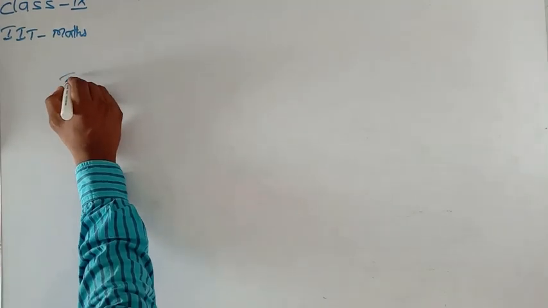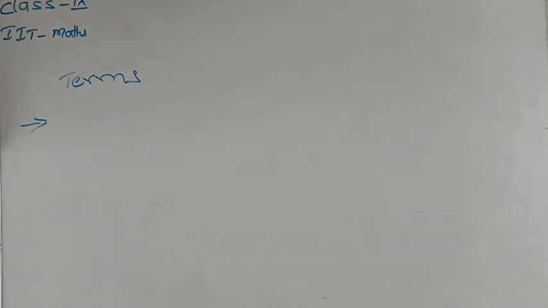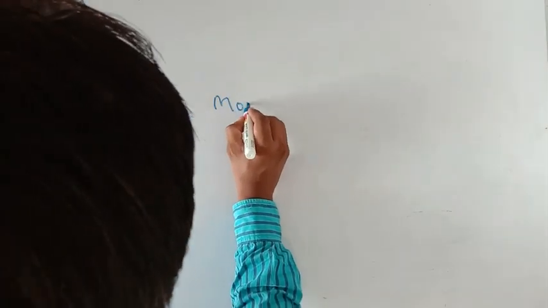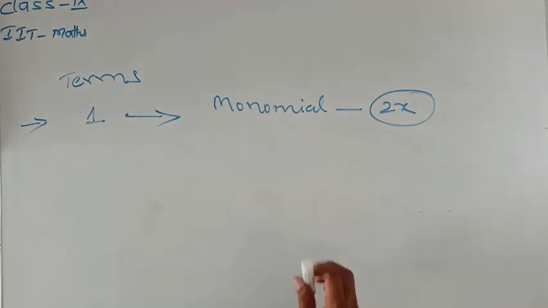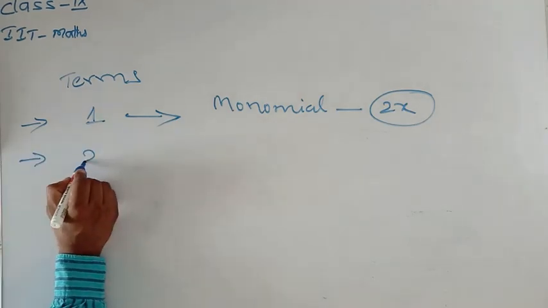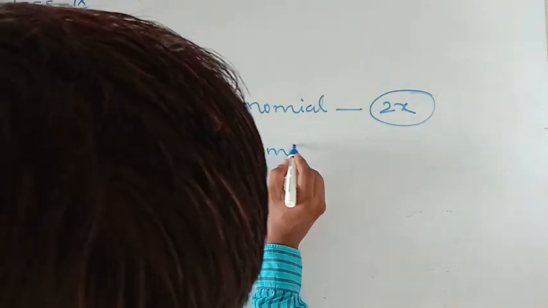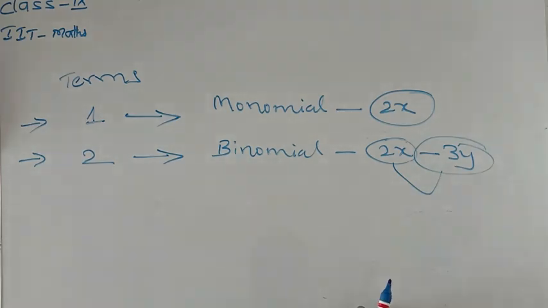Next, types of polynomials with respect to terms. The first one is an expression which contains only one term, then that expression is called a monomial. Example 2x, here it is only a single term, hence it is a monomial. An expression which contains only one term, then it is called a monomial. The next one is an expression which contains two terms, then it is called binomial. Example 2x minus 3y. So here 2x is one term and minus 3y is one term. Hence it is a binomial.